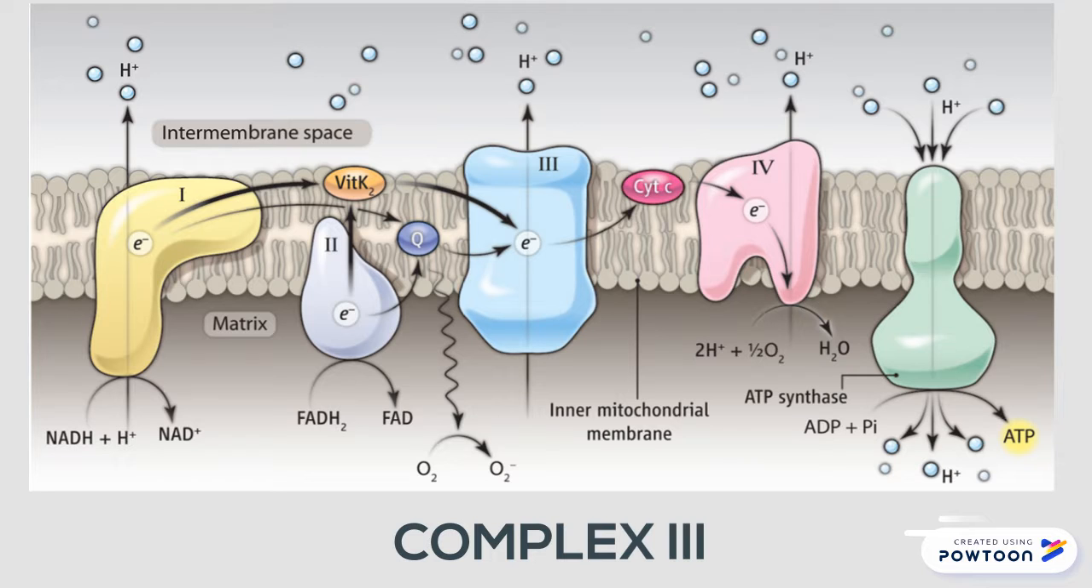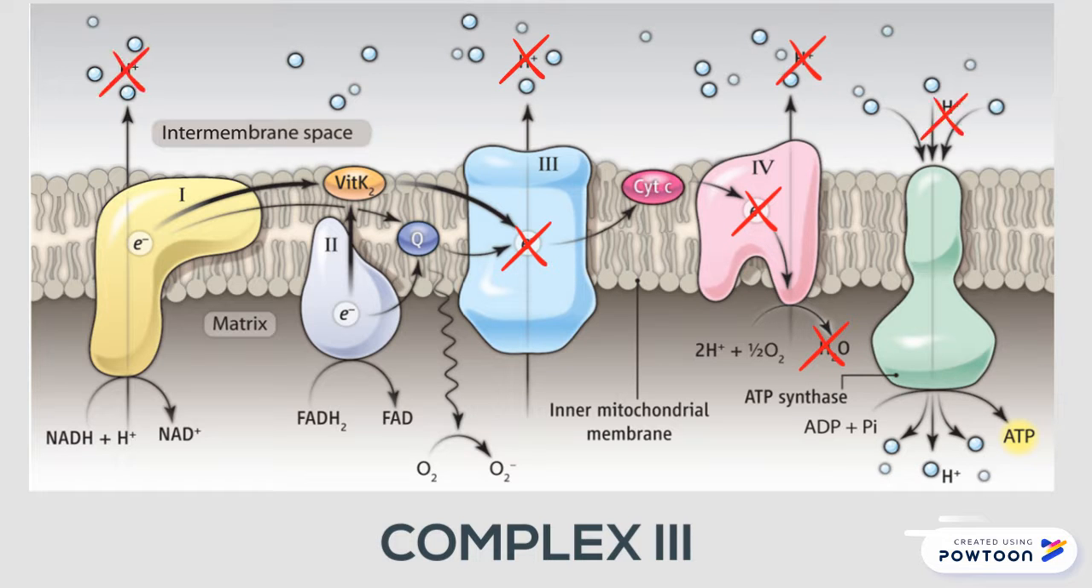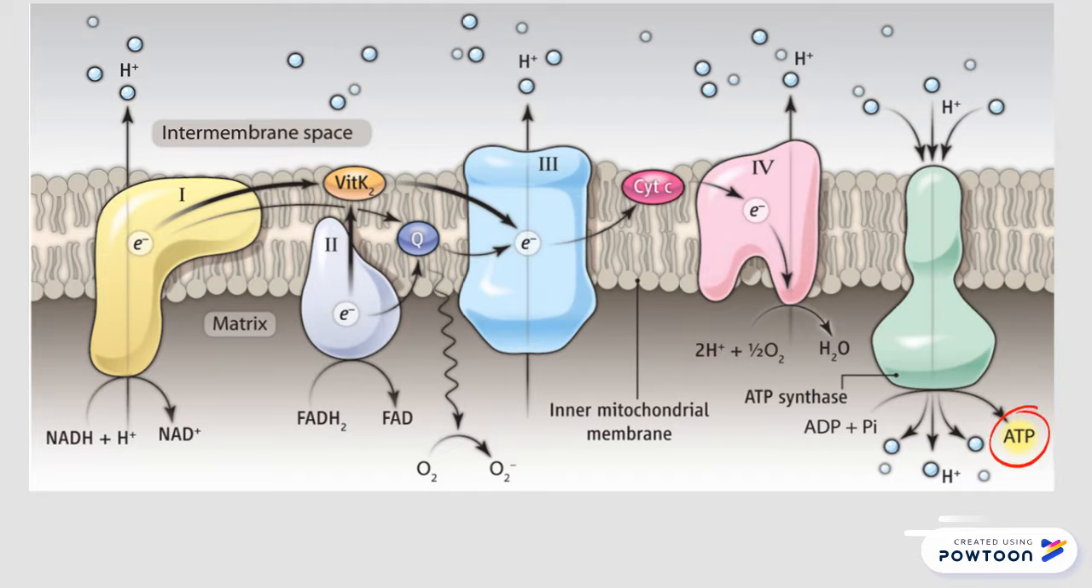Complex 3 transports electrons from mobile electron carrier ubiquinone to cytochrome C, pumping 2 protons across the inner mitochondrial membrane. The decreased levels of complex 3 would prevent electrons from advancing along the ETC to reduce oxygen, resulting in the failure to pump protons to generate a proton gradient across the inner mitochondrial membrane. This results in the failure to generate ATP via complex 5.